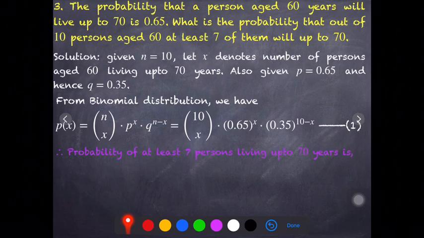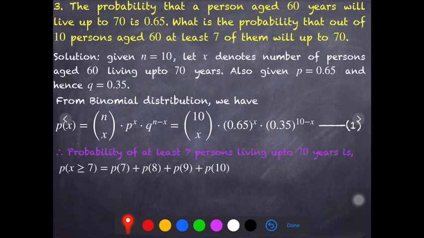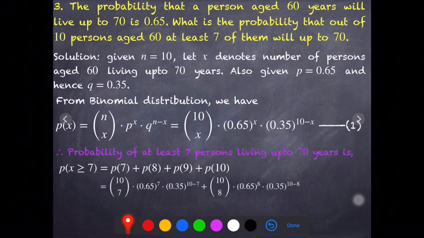Now we need to find the probability of at least 7 living up to 70 years. Observe the last sentence, that is the find part: out of 10 persons aged 60, how many will live up to 70 years, that is at least 7 of them, so x greater than or equal to 7. Here don't go with 1 minus, because then you would need to evaluate 0 to 6, which is 7 values. Compared to that, this is easy. So start with 7, 8, 9, 10, substitute these values of x in equation number 1 and simplify, we'll get the final solution.